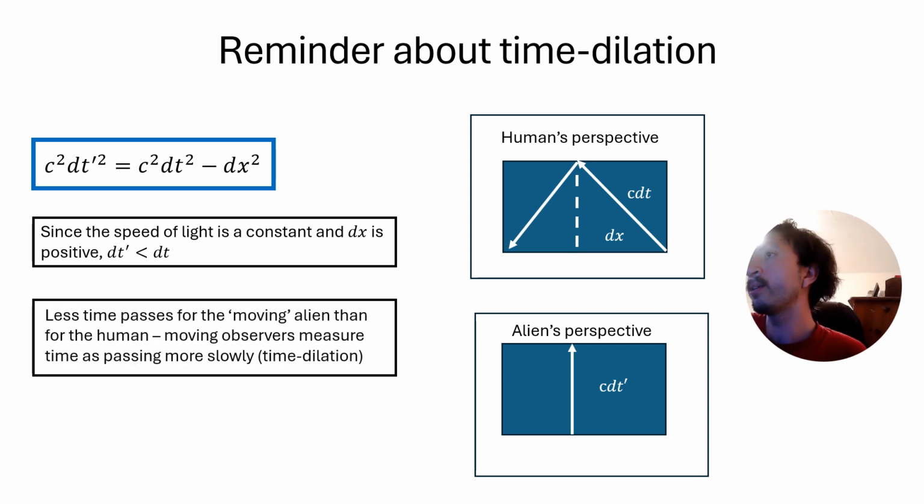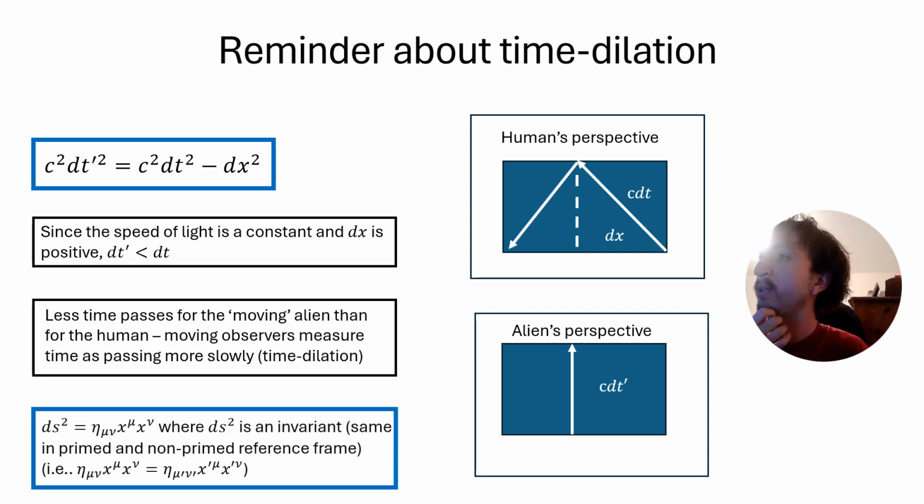Now, because time is moving more slowly for the alien, measuring the time interval between events isn't a very good way of writing equations which all observers would agree upon, because clearly the human and alien do not agree upon the time interval between events. However, they do agree on the space-time interval.